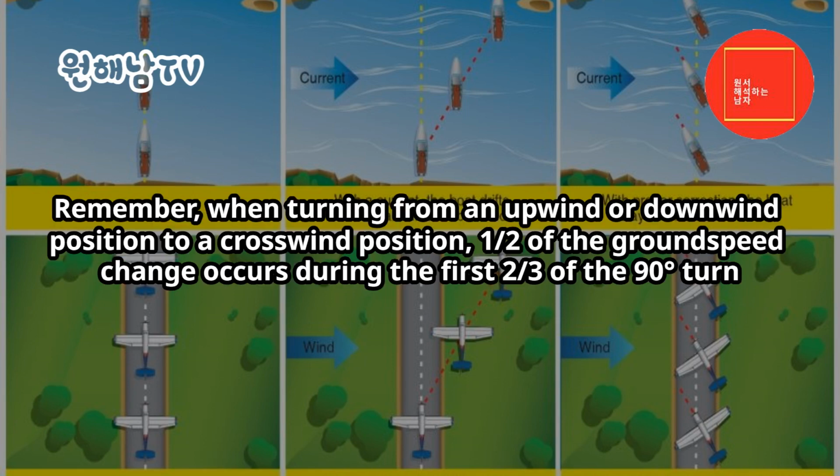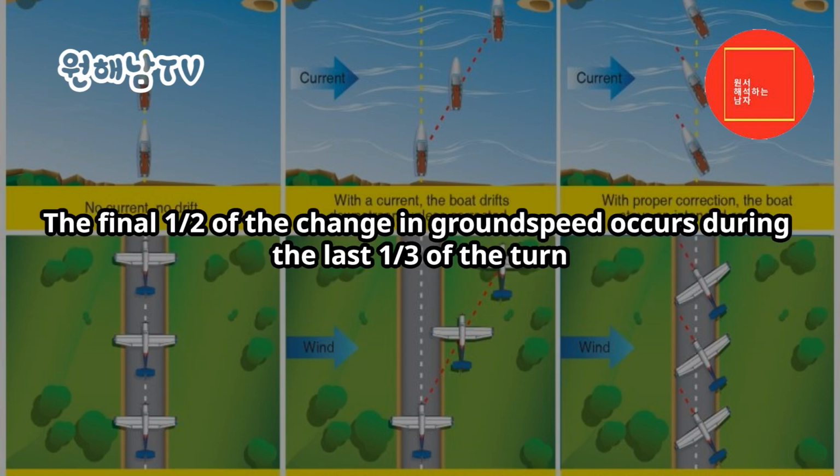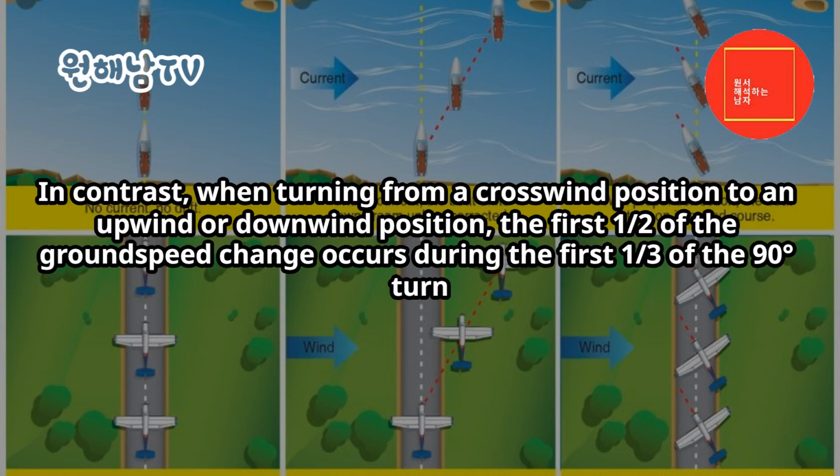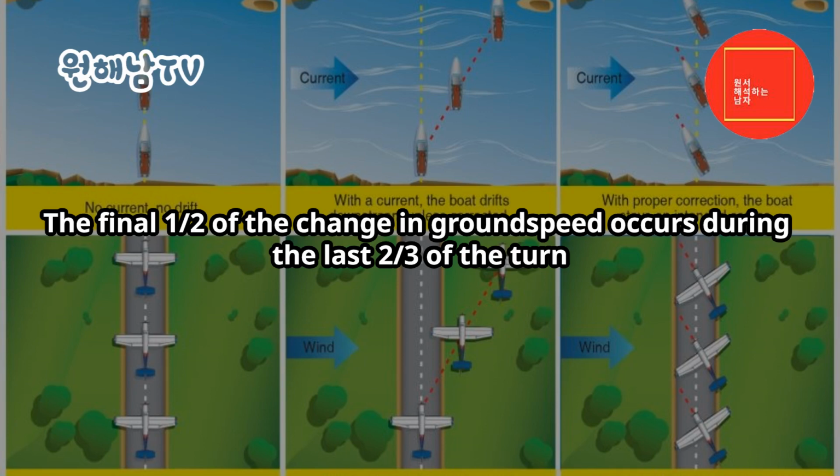Remember, when turning from an upwind or downwind position to a crosswind position, a half of the ground speed change occurs during the first two-thirds of the 90 degrees turn. The final one-half of the change in ground speed occurs during the last one-third of the turn. In contrast, when turning from a crosswind position to an upwind or downwind position, the first one-half of the ground speed change occurs during the first one-third of the 90 degrees turn. The final one-half of the change in ground speed occurs during the last two-thirds of the turn.